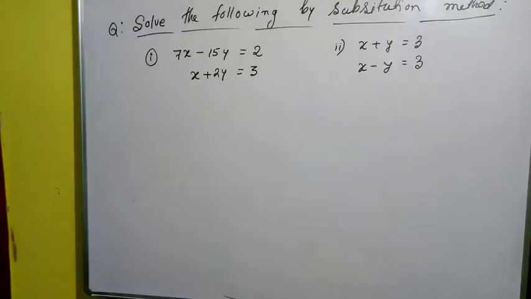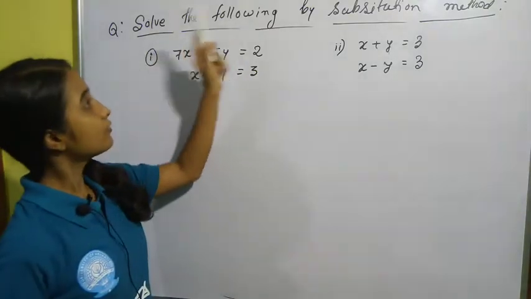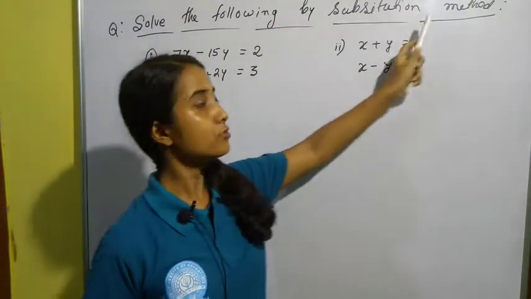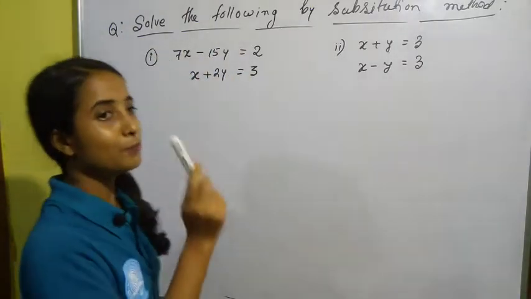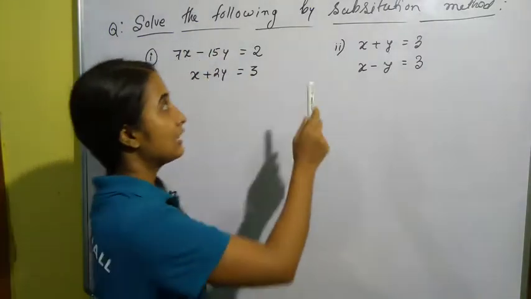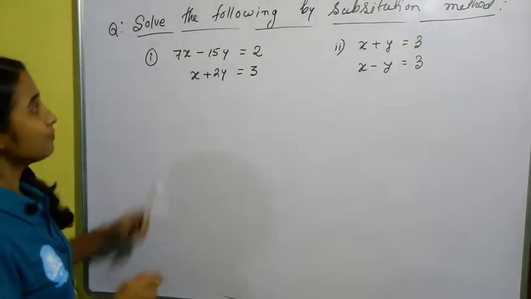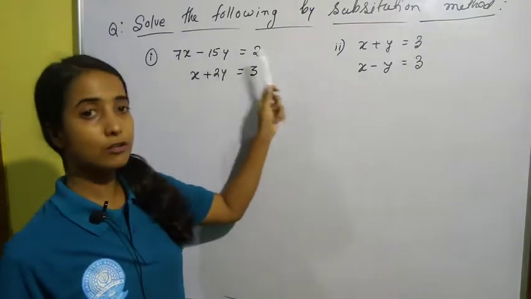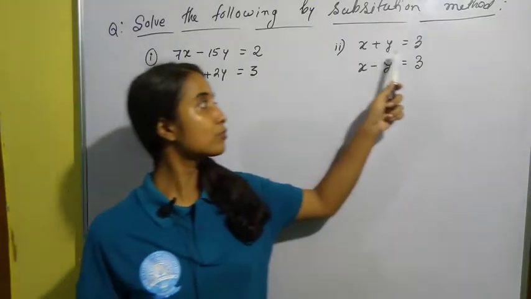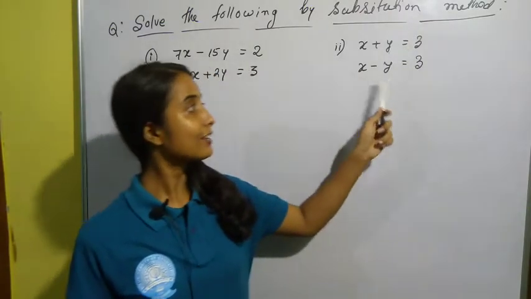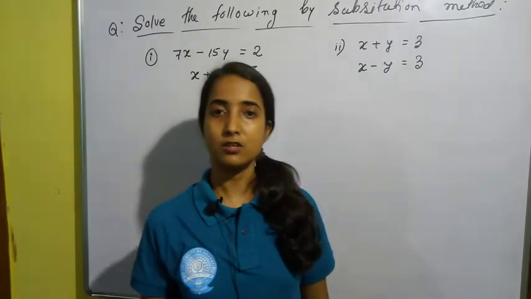Okay, here I am taking two questions. Solve the following pairs of linear equations by the substitution method, and the pairs are 7x minus 15y is equal to 2, x plus twice y is equal to 3, and here x plus y is equal to 3 and x minus y is equal to 3. There are some pairs of linear equations.